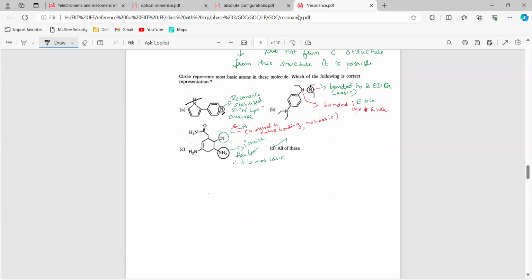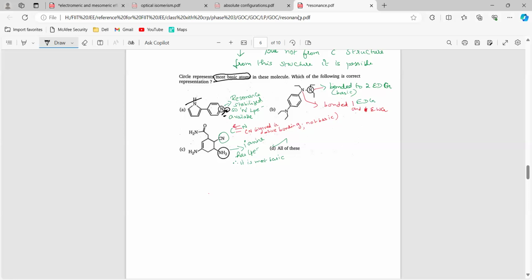Is it correct? Yes, because its lone pair is outside only, so therefore it is resonance stabilized here. Look at the question. It is asking for more basic atoms. It is more basic because the lone pair has not been introduced into this electronic cloud. It is still available. Yes, it is correct only.